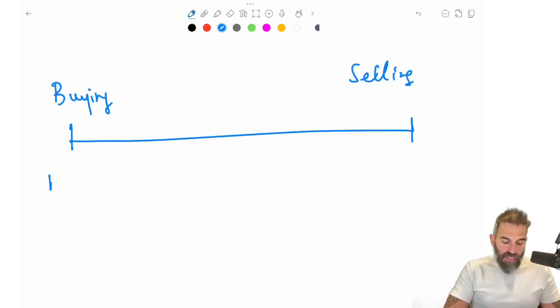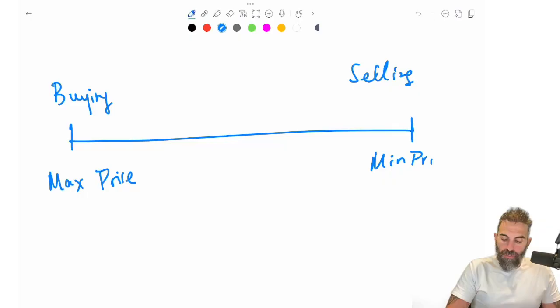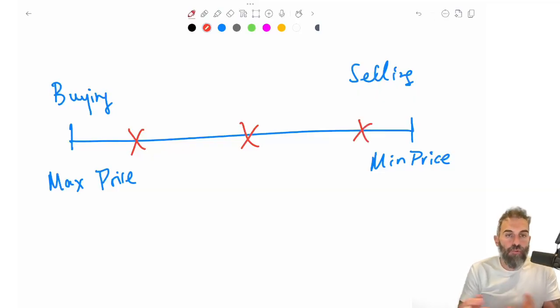The buying division has a maximum price that they're willing to pay. The selling division has a minimum price that they're willing to accept. And as long as they can find a price in between, could be here, could be here, could be here, then they'll both be happy with it because they'll both make money.